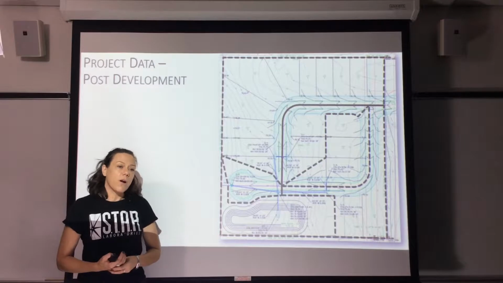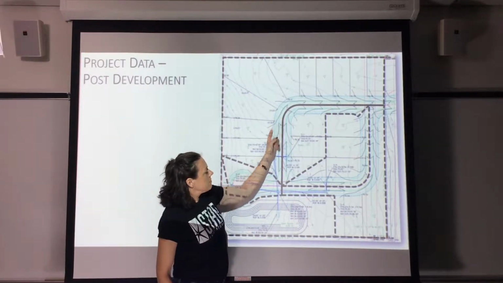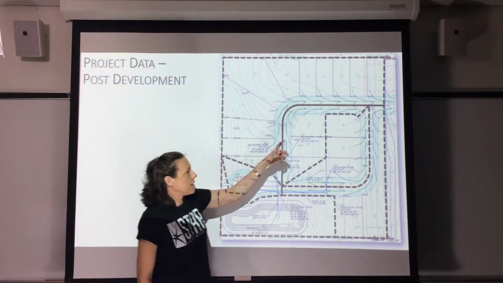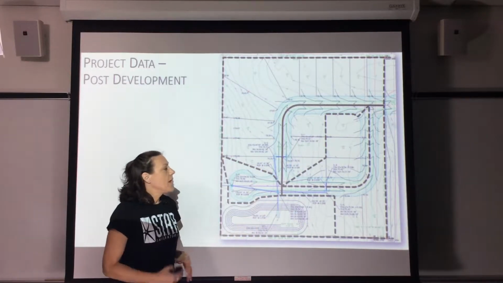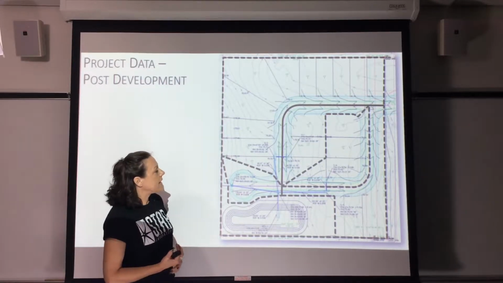So this is going to be our project. What we have is a road coming in, going down into a cul-de-sac. Another road coming through. Now everything that has the dark dashed lines is the drainage basin. I went ahead and delineated it.